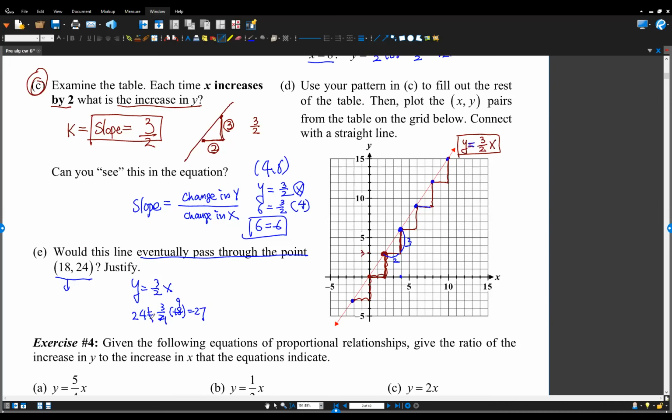So this line, going up to 18 around over here, to be equal, it should be 27. When you put 27 over here, it should be 27, but this is only 24, a little bit lower than this number. So this line cannot pass through this point. No.